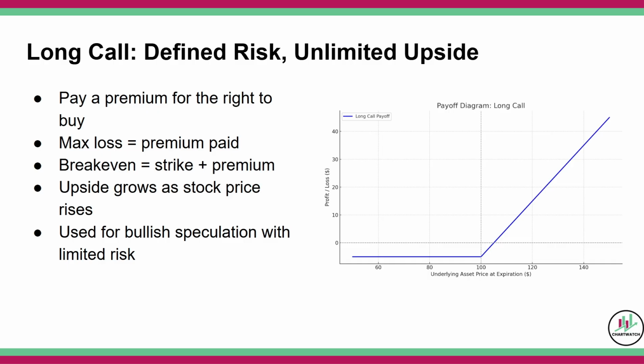At 105, you break even, which is right here. You break even at the strike price plus the premium. At 110, your option is worth $10, and you've doubled your money. At 120 or 130, the profit just keeps growing.